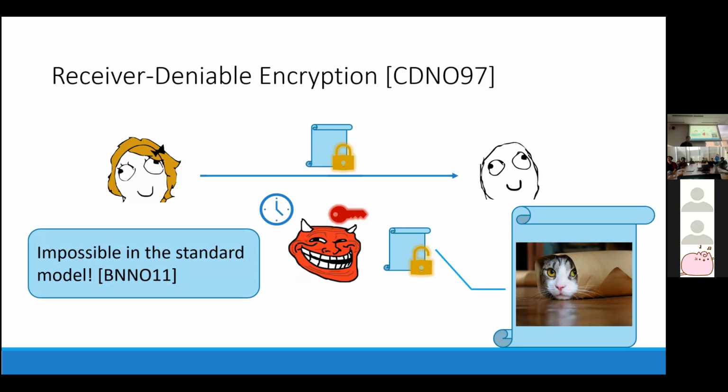Question? Can the receiver choose what kind of fake message, or does it just become truly random? Just a different message than the original message, but the receiver can choose what kind of message. Yes.